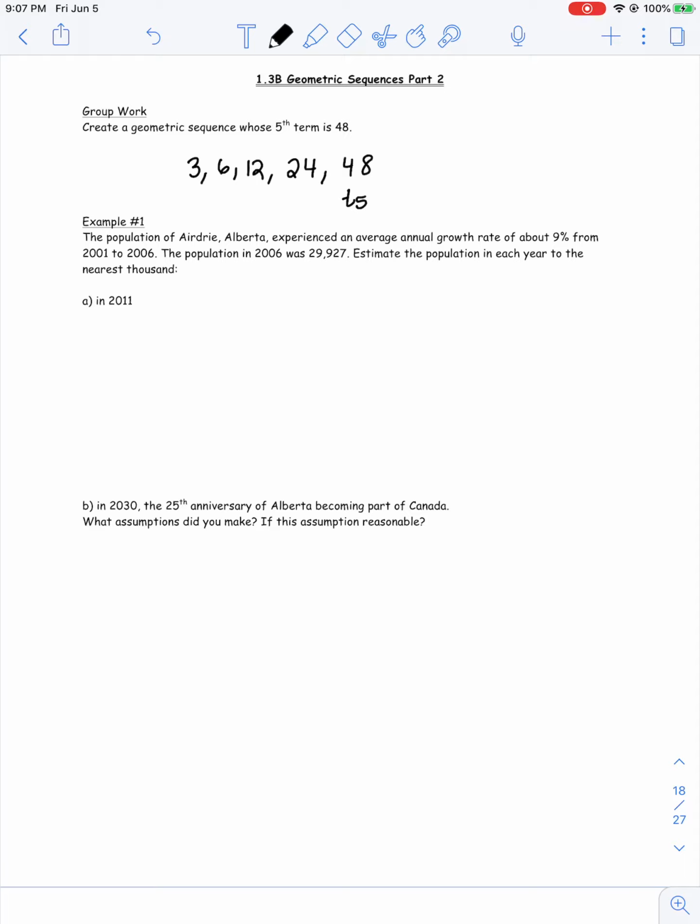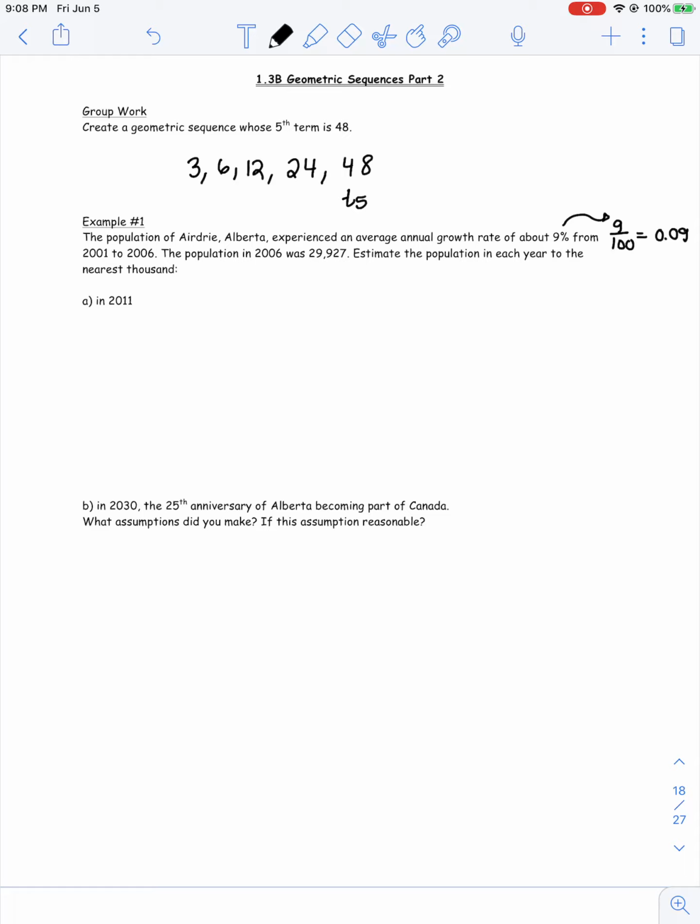Example number 1, we're going to have to look at a few ideas here. You're going to first have to always change percentages to decimal values. So you're going to have to divide this number by 100 to get that it is actually 0.09 as a decimal. So that's really important when we talk about percentage increases or decreases.